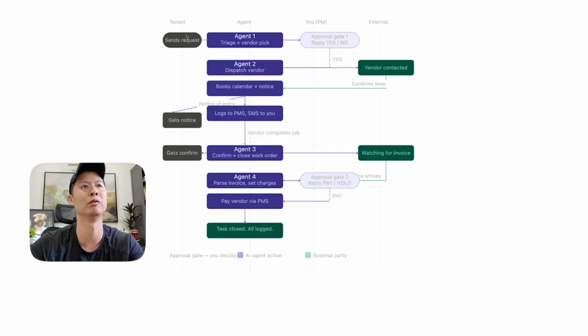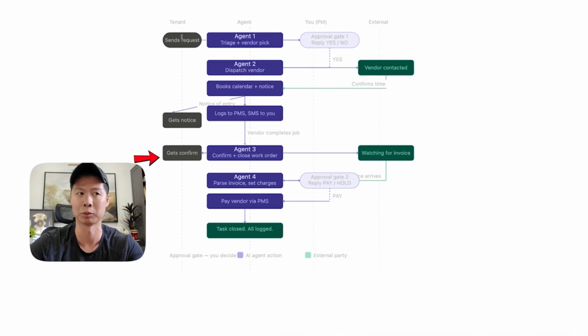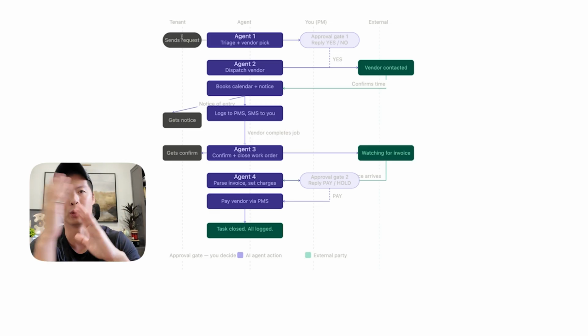So from the tenant's point of view, they send a request, agents will handle everything, they get a notice, and then they'll get confirmation that the work is done. Basically 3 different points of contact from the tenant's point of view. It's the same with or without agents.